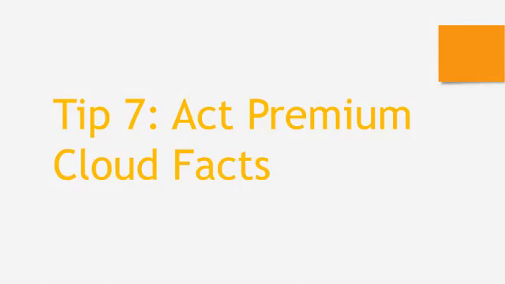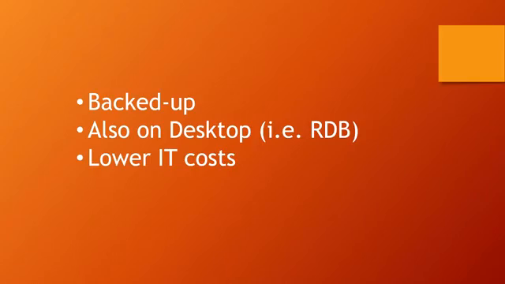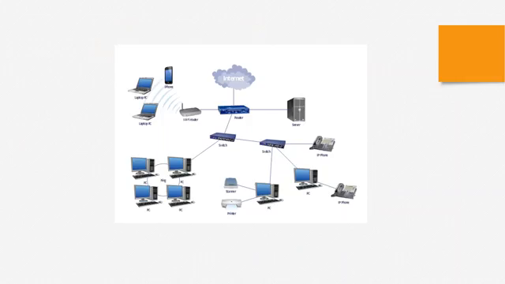ACT introduced just recently ACT version 18.1. With that version comes something called API. What does that mean? It means that ACT can work with other software. So for example, if you have a website and you collect information through a web form, that information can be pulled directly into ACT. So that's an example of it. Also, when you're working with ACT in the cloud, ACT is always backed up. They're backing it up for you. And as I mentioned before, it's on your desktop and you have lower IT costs because you don't have to pay for anything.